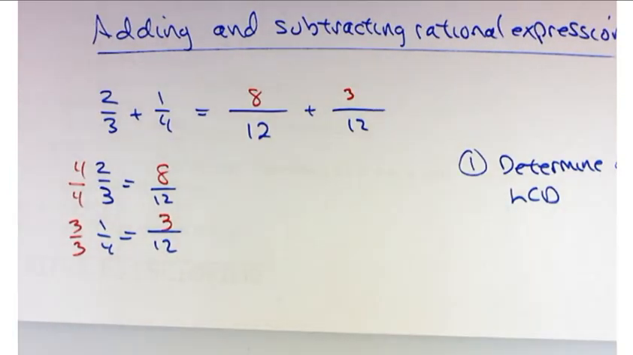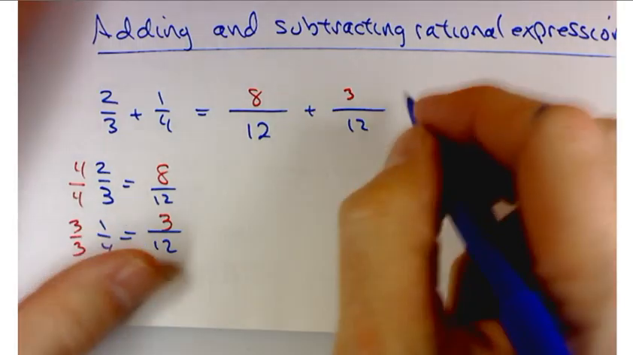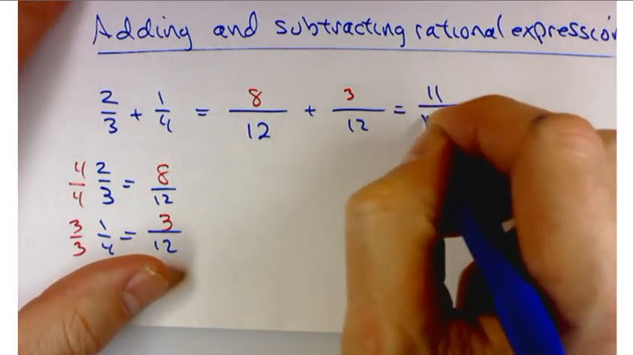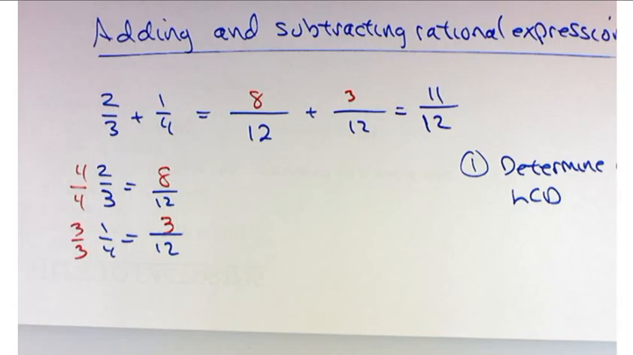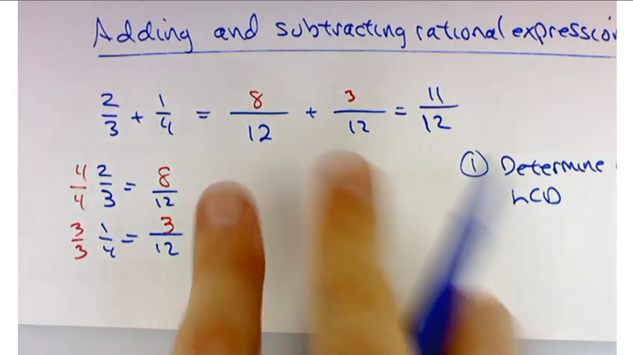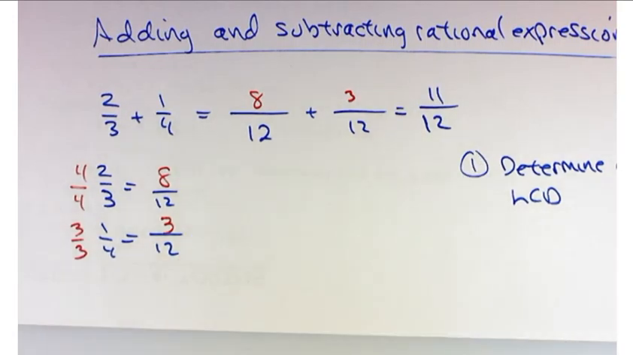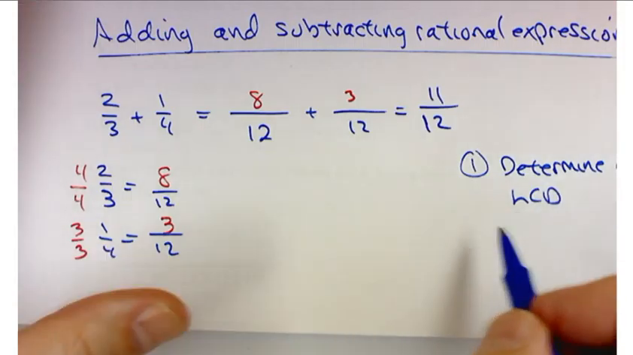Once you have common denominators, that's great. Just add the numerators, right? So 11/12. And that's it. If you have common denominators, you're in great shape. If you don't, then you're going to have to shore that up.